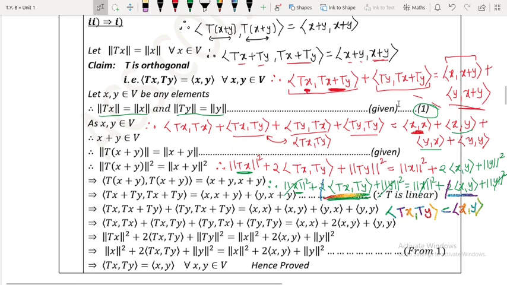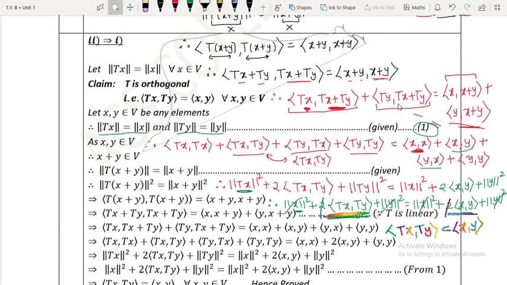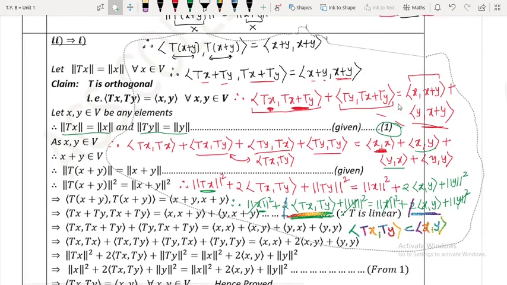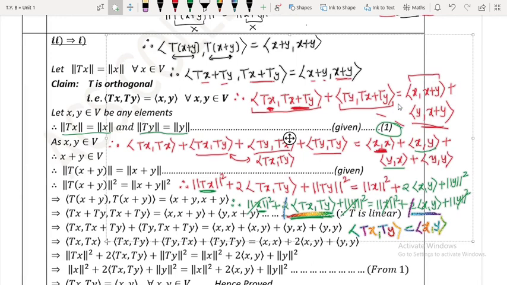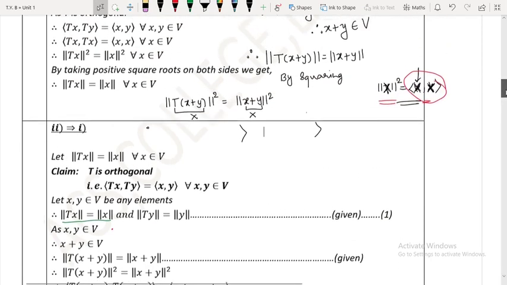So that's all for today. Before that I'll just erase it. In the next class we are going to prove the leftover two parts, that is 1 implies 3 and 3 implies 1, and so we'll stop here for today. So thank you.